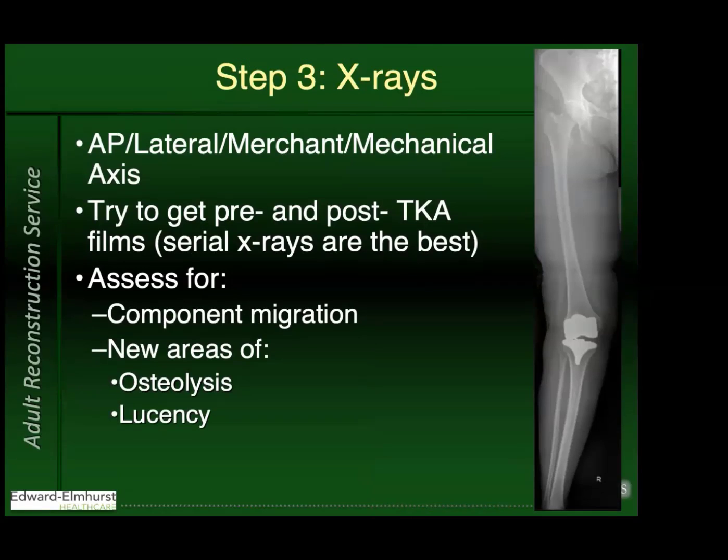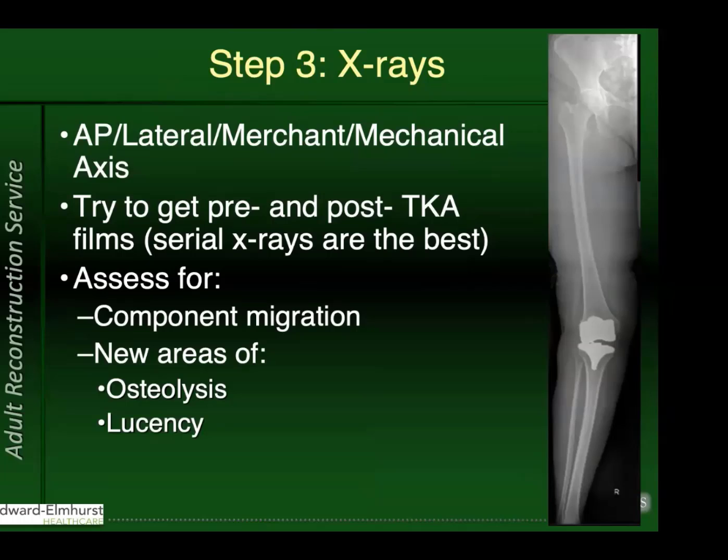Then we'll look at our x-rays. Typically, we'll get an AP, lateral, and merchant view. For revisions, we like to get a mechanical axis to look at the hip and the ankle also. We're looking for new areas of osteolysis and lucency, which means we must have older x-rays. And I can't stress that enough.